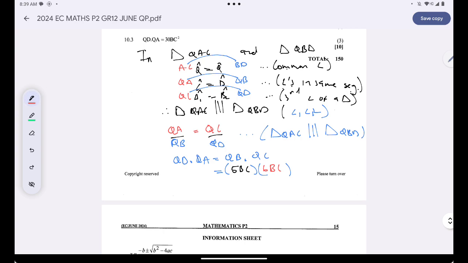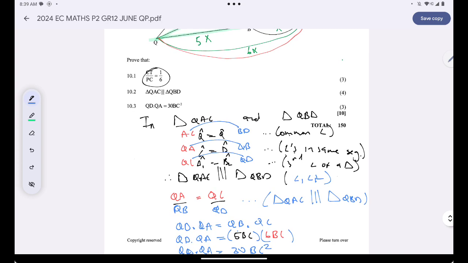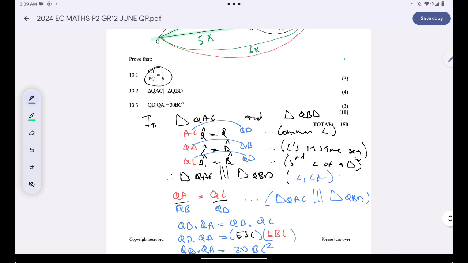Are you together? There I still have QD multiplied by QA. This will give me 30, because 5 times 6 is 30. BC and BC will give me BC squared. So I have proven that QD times QA is 30 BC squared.